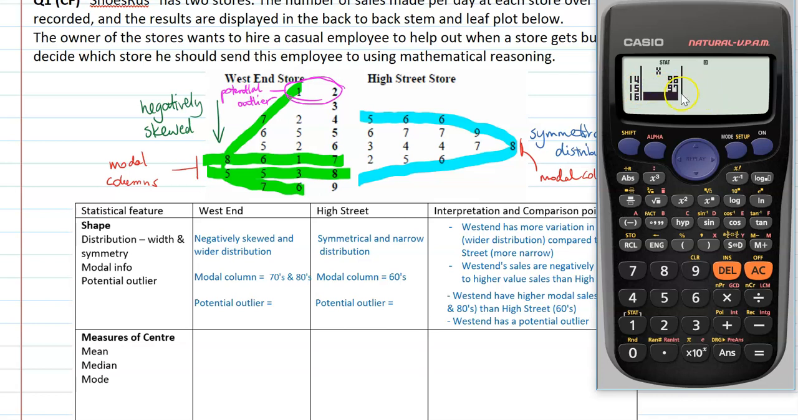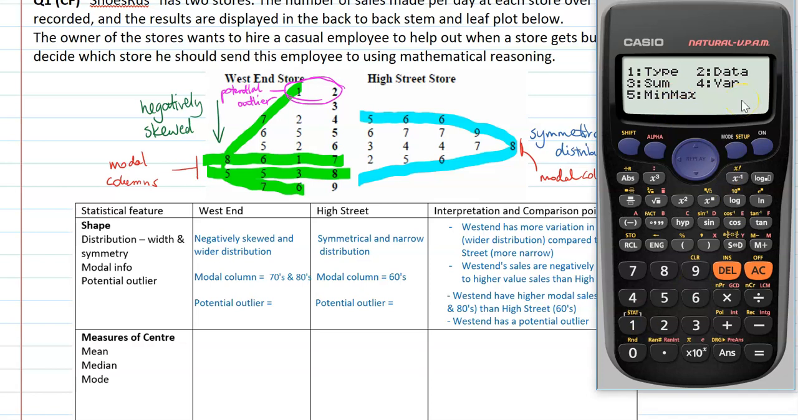From there, the calculator's now stored it. So if you press the AC button, and then to access our statistical values, we press Shift and 1. So above 1, you'll see Stat. So that's what we're accessing. So Shift 1 pulls up the stats we can grab from our calculators.